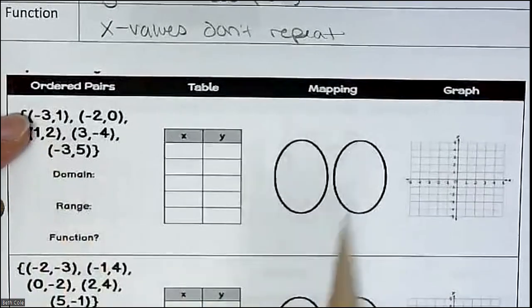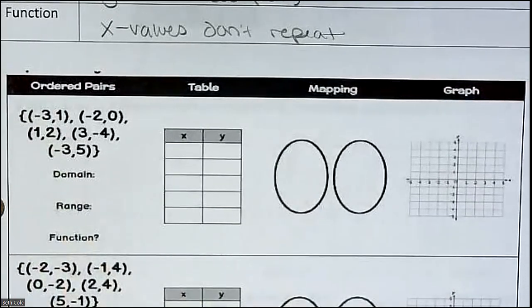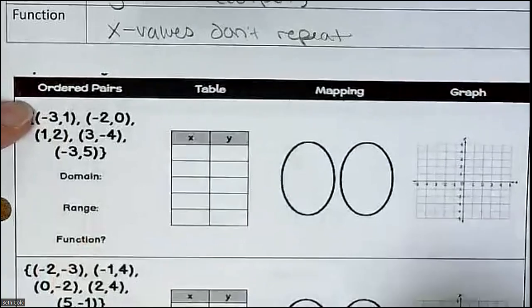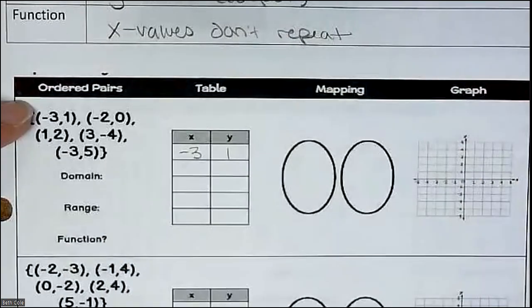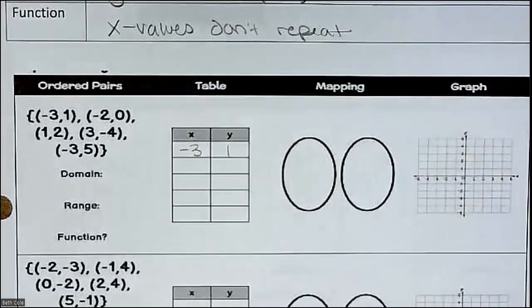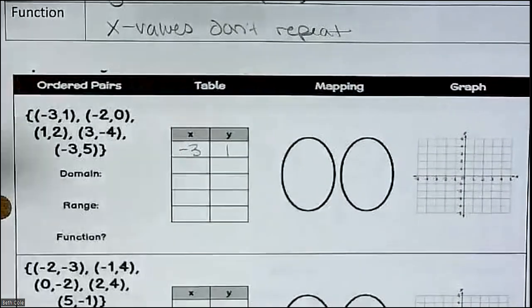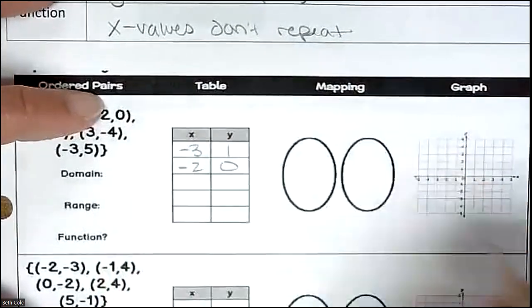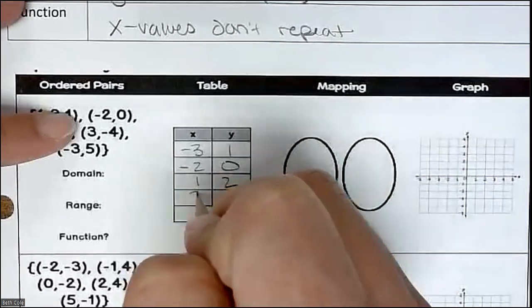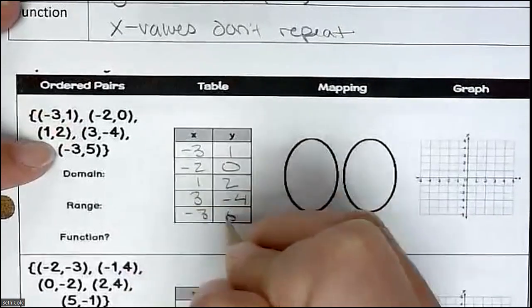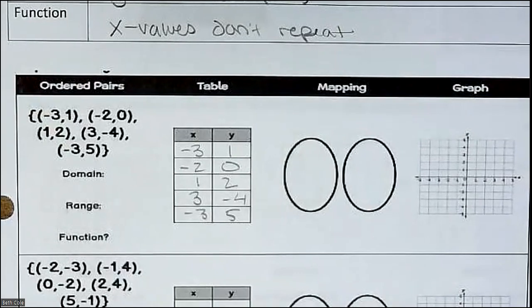So when you go to take these points and put them in the table, literally, you are just copying them over. Please, no one misses this question, okay? Do you see how it's -3, 1? You're just going to put -3, 1 in your table. That's it. -2, 0, 1, 2, 3, -4, -3, 5. Hey, Miss Cole, it looks like you just rewrote all that stuff in a table. Yep, that's what I did. No one misses that question, okay?